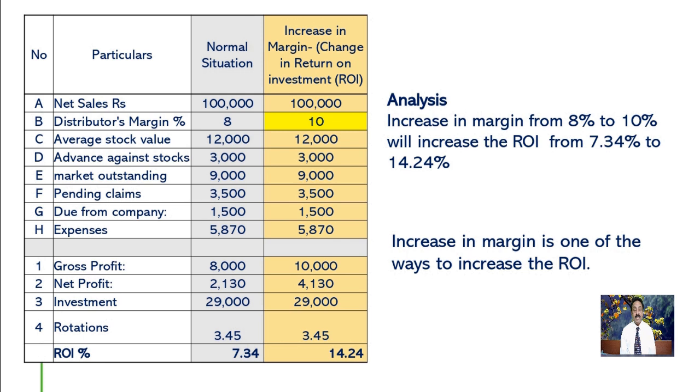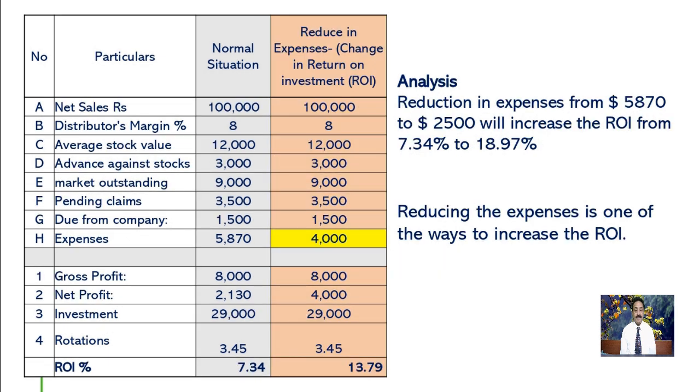The first one is increasing the sales, the second one is increasing the distributor percentage margin. Now I will show you the third way you can increase distributor ROI.